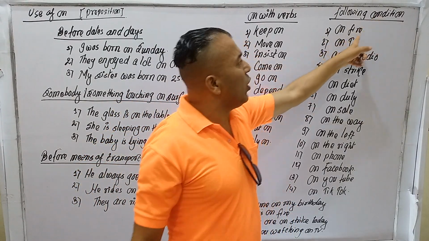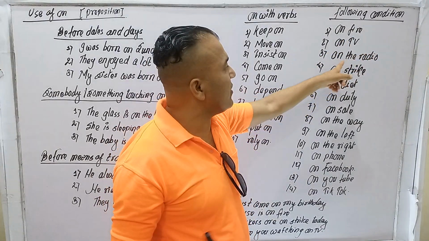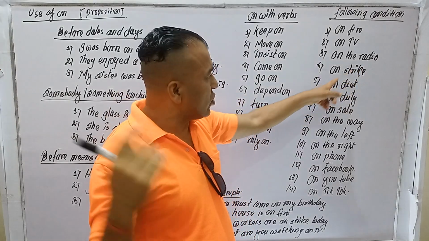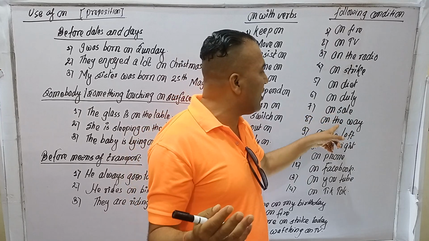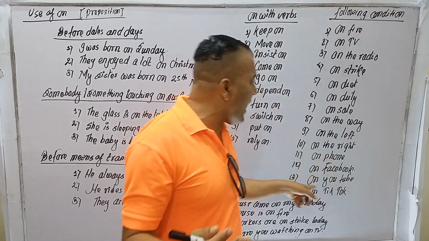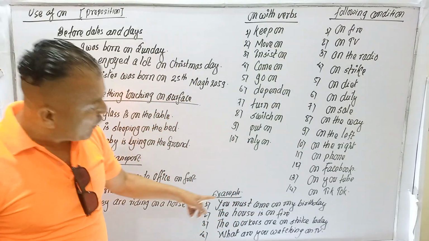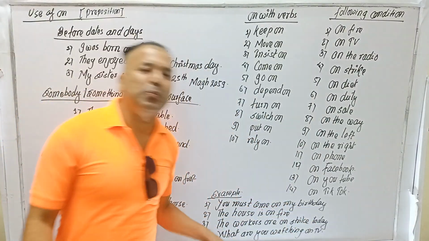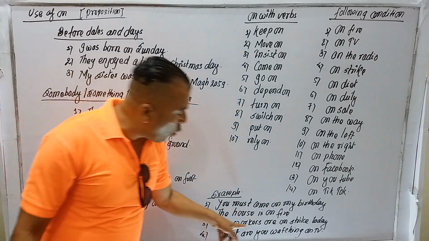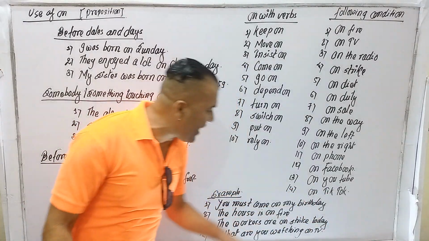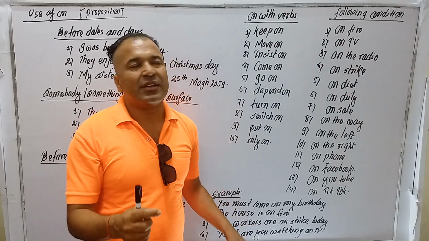The following conditions: on fire, on TV, on the radio, on strike, on a diet, on duty, on sale, on the way, on the left, on the right, on the phone, on Facebook, on YouTube, on TikTok. You must come on my birthday. The house is on fire. The workers are on strike today. What are you watching on the TV?